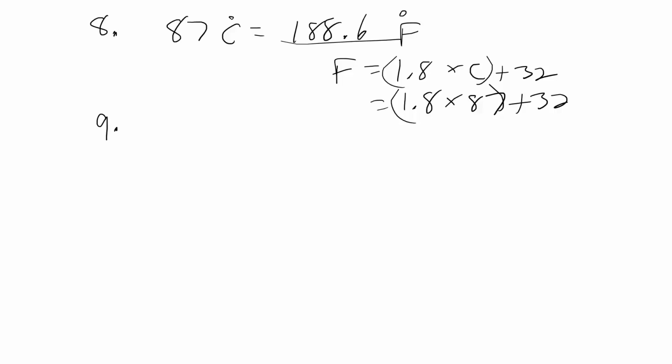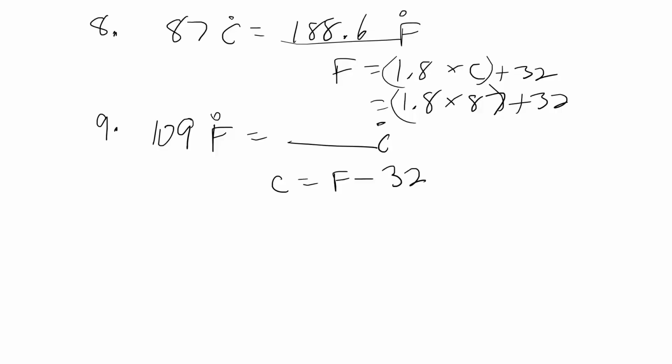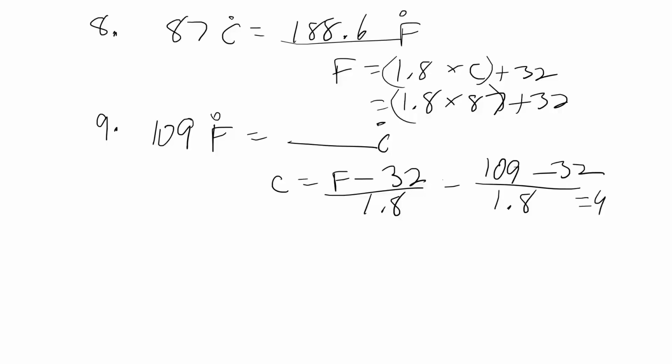And then 109 Fahrenheit equals what Celsius? We know that Celsius is the smaller number compared to Fahrenheit, so that's Fahrenheit minus 32, divided by 1.8. So that would be 109 minus 32 divided by 1.8, and that equals 42.8.